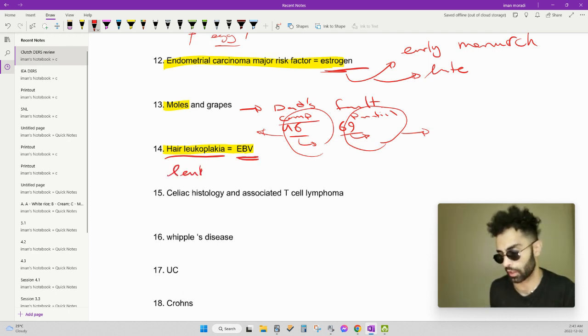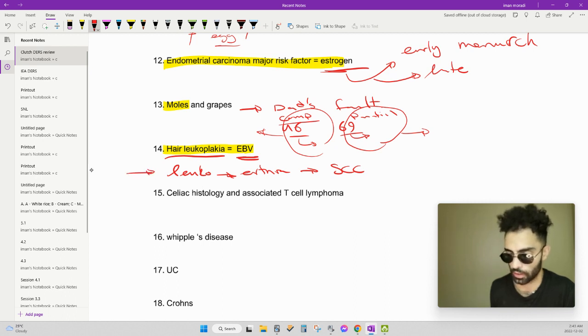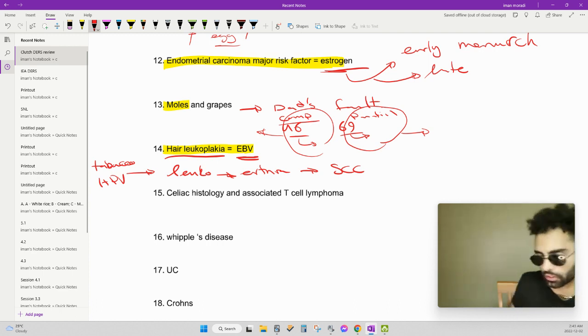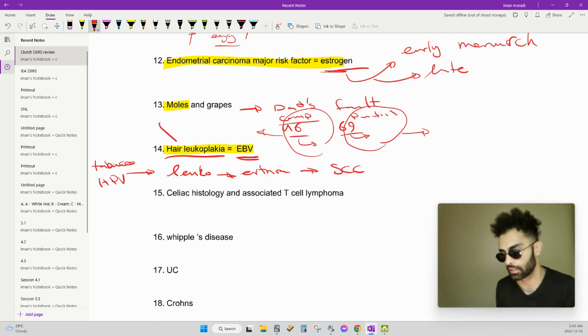Now, leukoplakia can turn into erythroplakia, which can turn into squamous cell carcinoma. Risk factors for this are tobacco, and what else? Oh, HPV. These two things are totally different. They just have the same name. This one can turn into cancer. The other happens on the lateral side of the tongue. This is important. It's how to distinguish in a question. This one happens under the tongue, right?